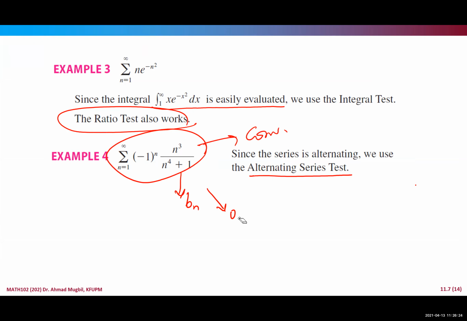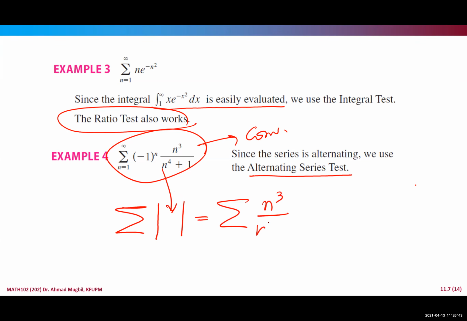Now, what if he asks you to decide whether it is absolutely convergent or not? You need to find the series of the absolute value of this term, which will be the series of n to the power 3 over n to the power 4 plus 1. Now, this is a series with positive terms. Is it convergent or divergent? What do you think? Which test can we use?